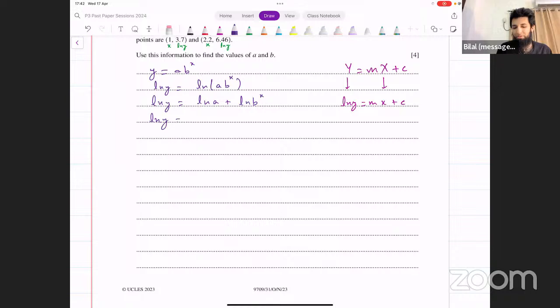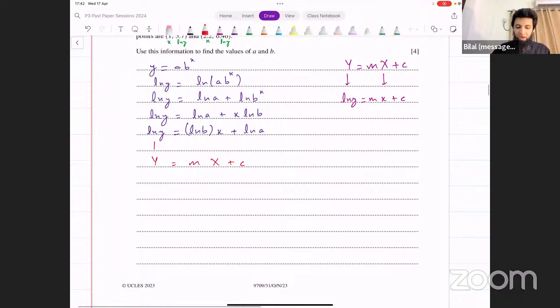And now it becomes ln y equals ln a. X comes down here, using power law, gets multiplied, and you have x times ln b here. Now you can rearrange it to write it in this form. And that becomes ln y equals ln of b multiplied by x. I've written this term first, plus ln of a. Now let's compare it with that form. Compare it with y equals mx plus c. What do you get?